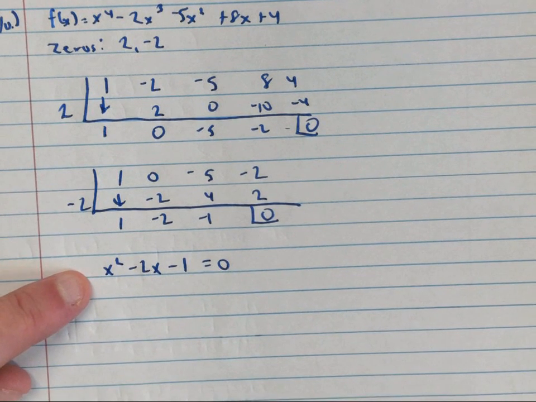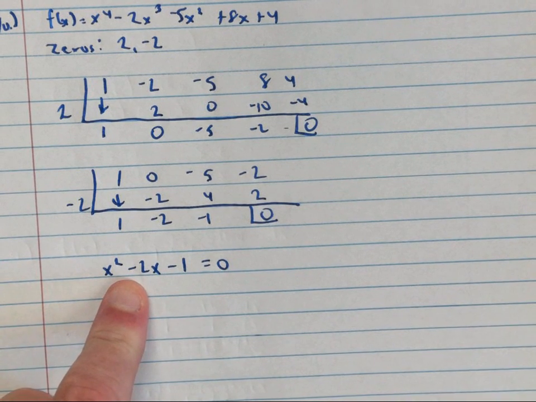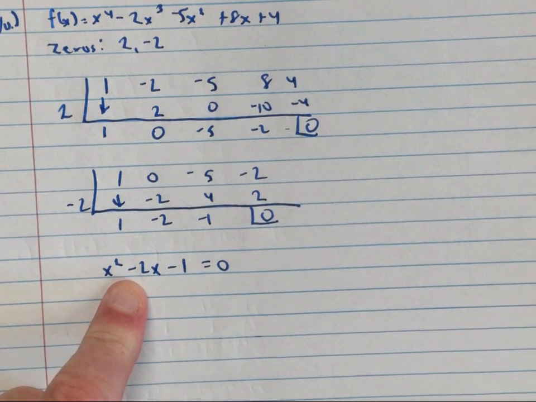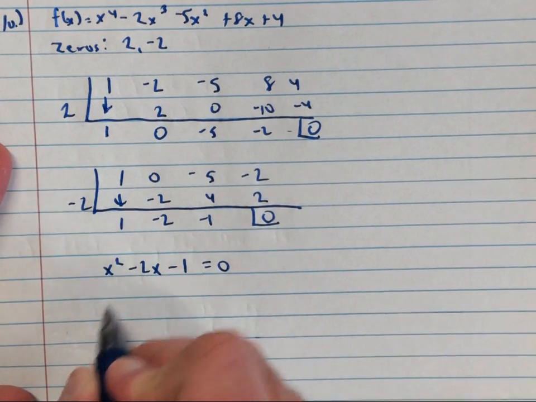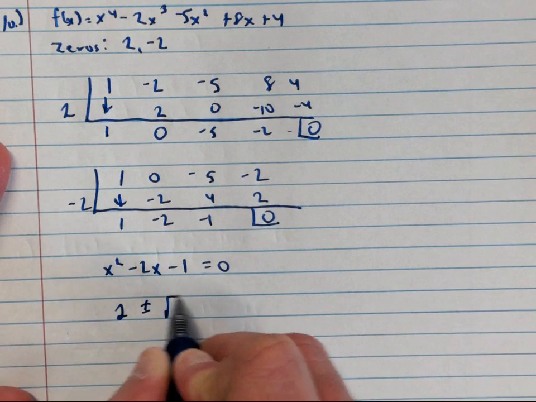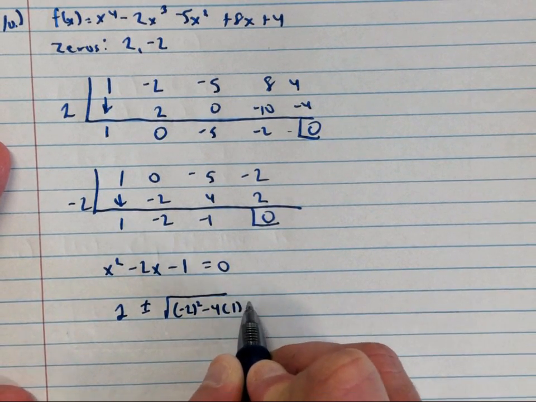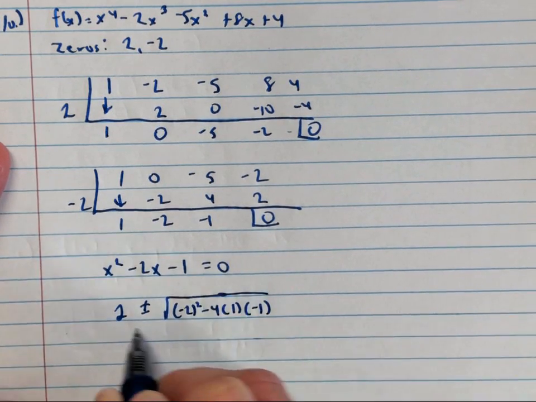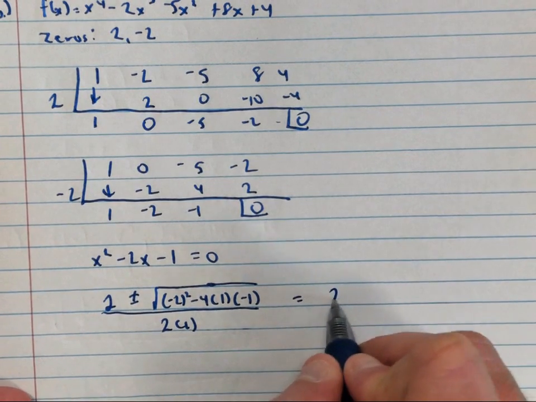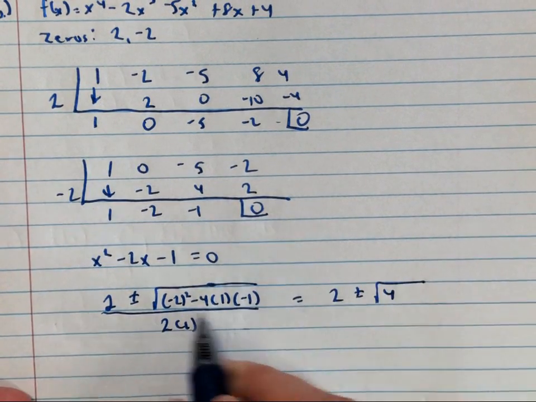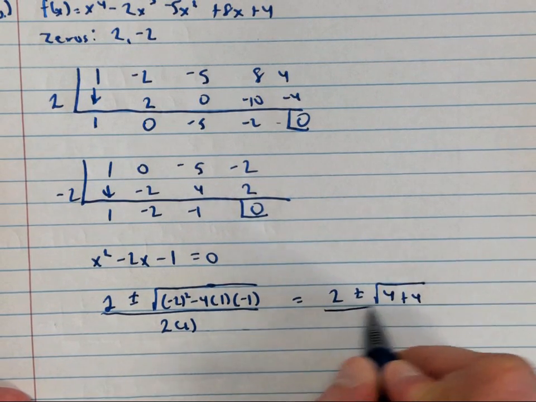Can you factor that, guys? It's got to multiply to give you -1, add to give you -2. No, -1 and 1 is the only thing that gives you -1, so that doesn't add to give you -2, so you're going to do the quadratic formula. Opposite of b is 2 plus or minus the square root of -2 squared minus 4 times 1 times -1, all over 2 times 1. -4 times 1 is -4, minus that is 4 plus 4.